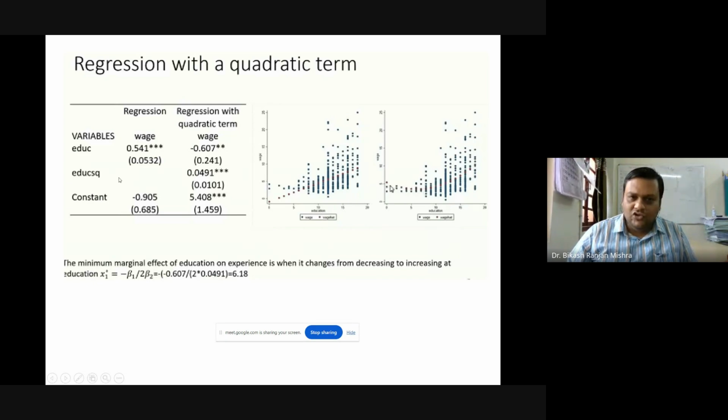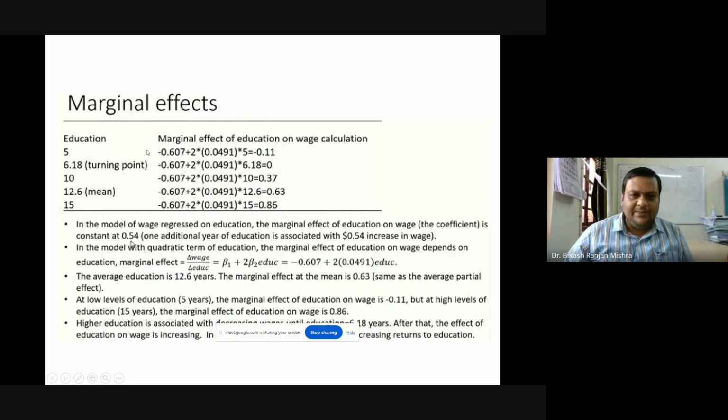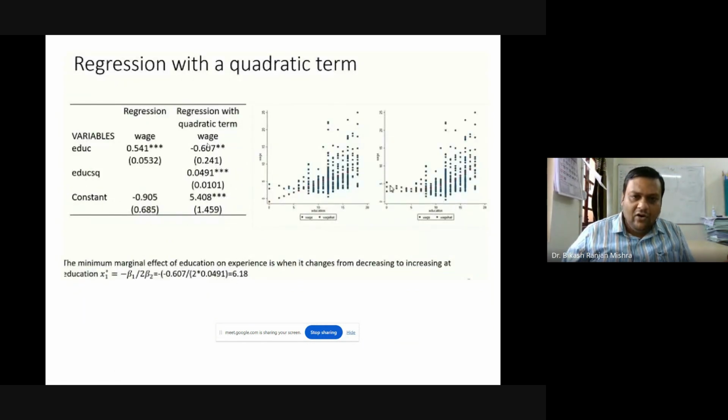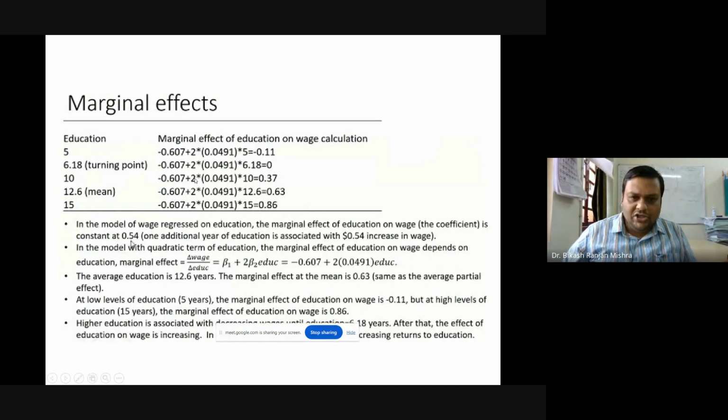But when we add the square term, it is not like that. It is not that minus 0.607 is the effect of education on the wage. Rather, we have to do one analysis. That means we have to go for this type of analysis. Minus 0.607 will be the case for taking normal education, and because there is an education square term over here, that education square term will be multiplied with 2 because it is a quadratic form.